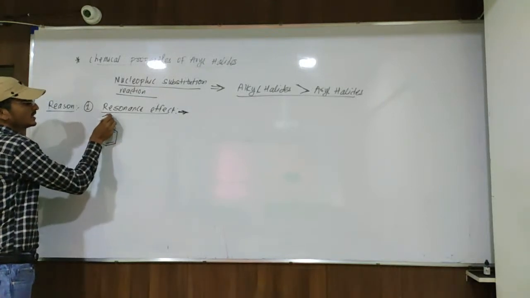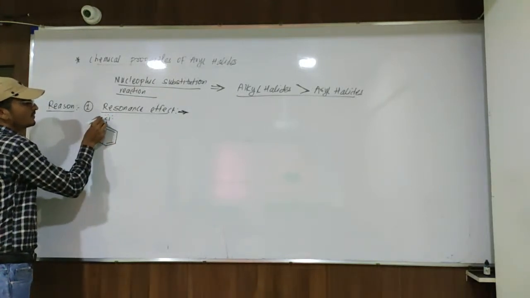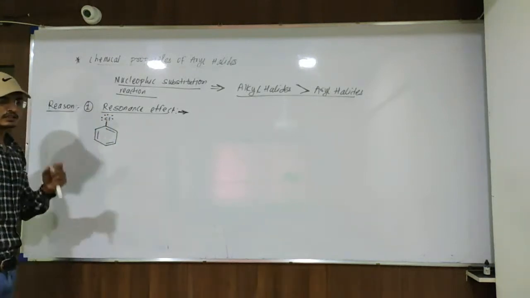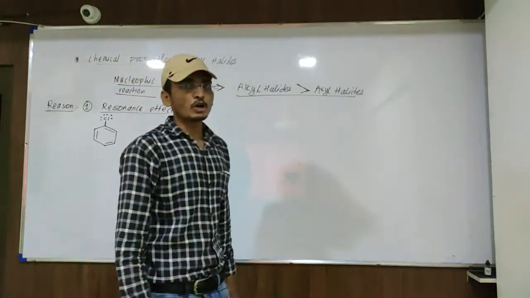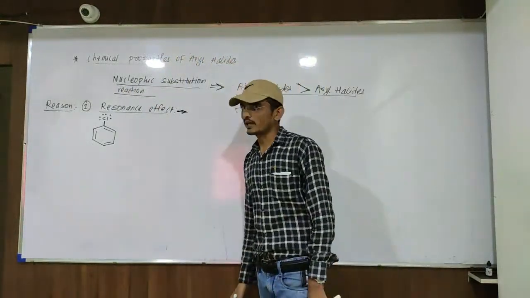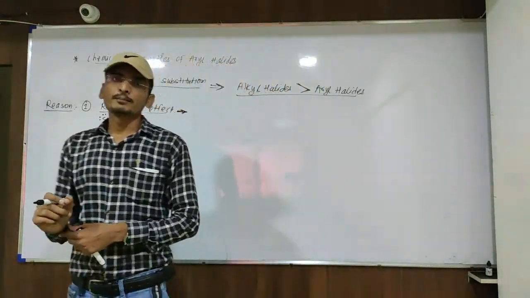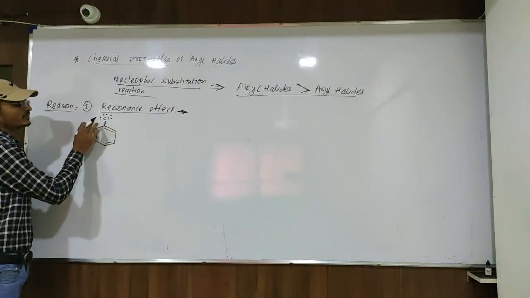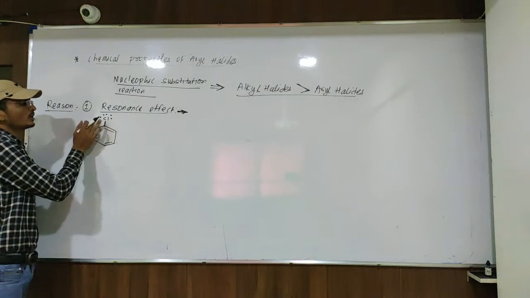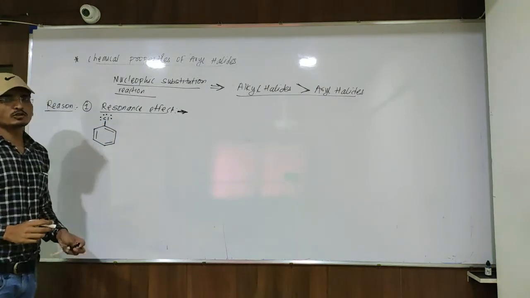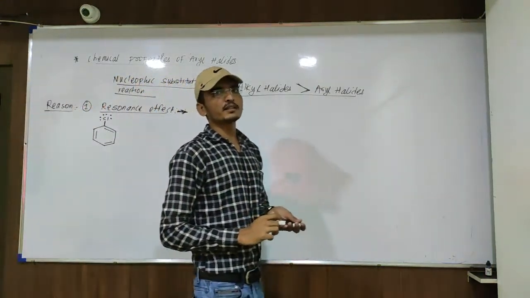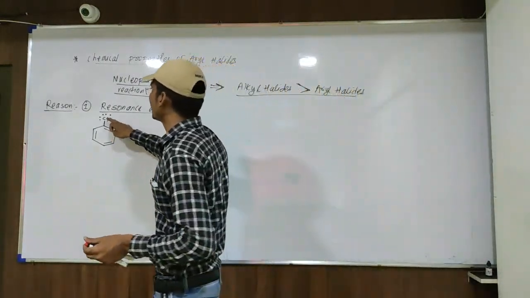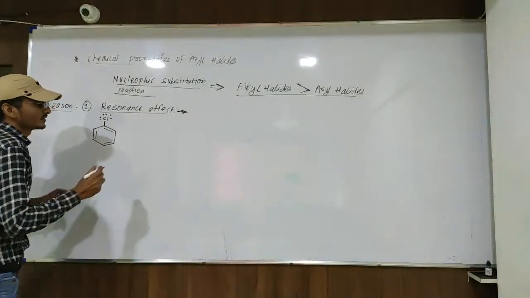But what are the 6 electrons? They are in the form of lone pairs. How many lone pairs here? 3 lone pairs. So from the 3 lone pairs, 1 lone pair participates in the resonance with the benzene. So that's why the C-Cl bond is somewhat stronger than the C-X bond in alkyl halides.